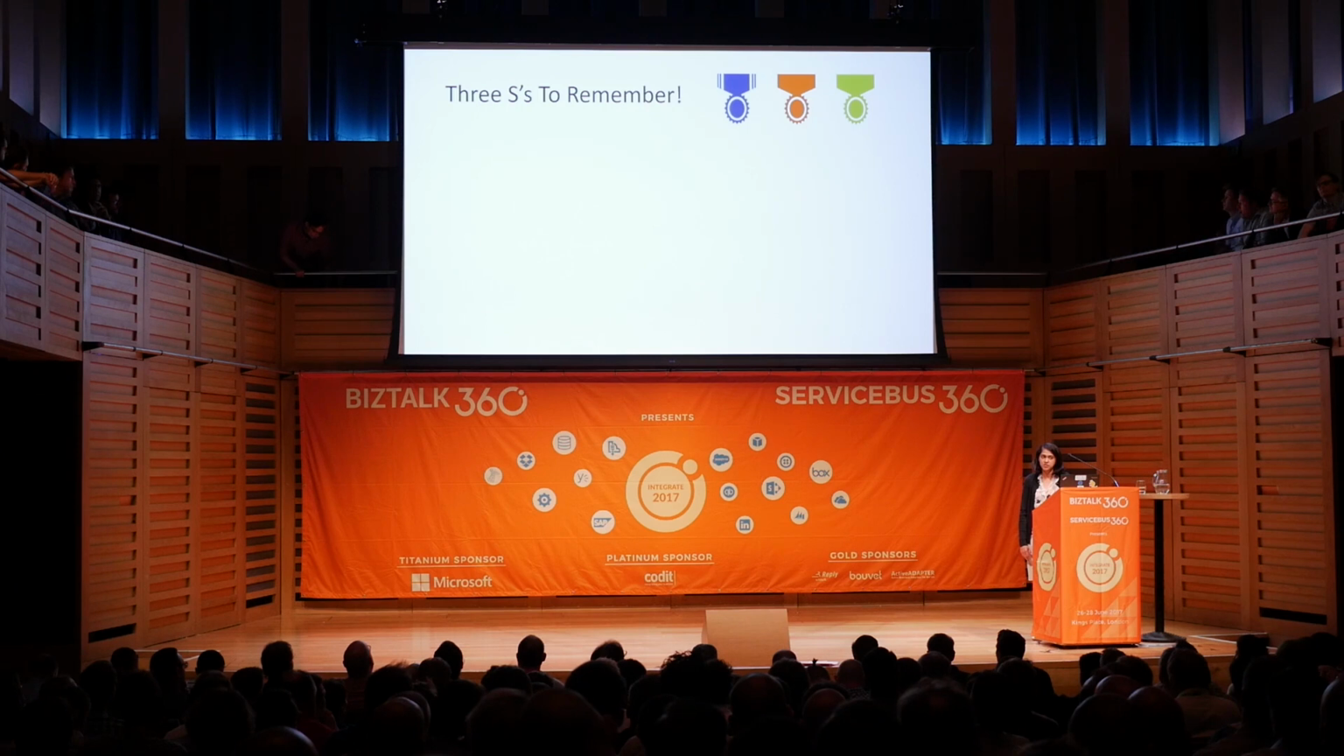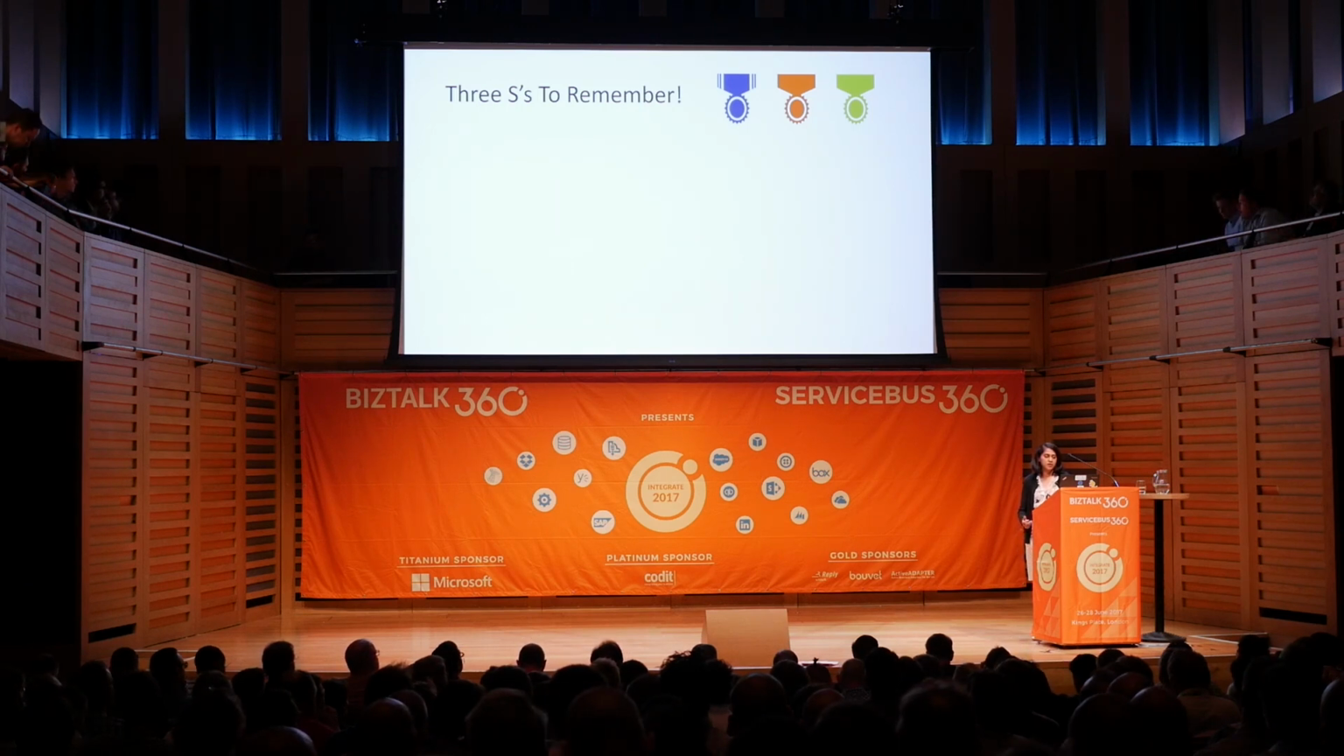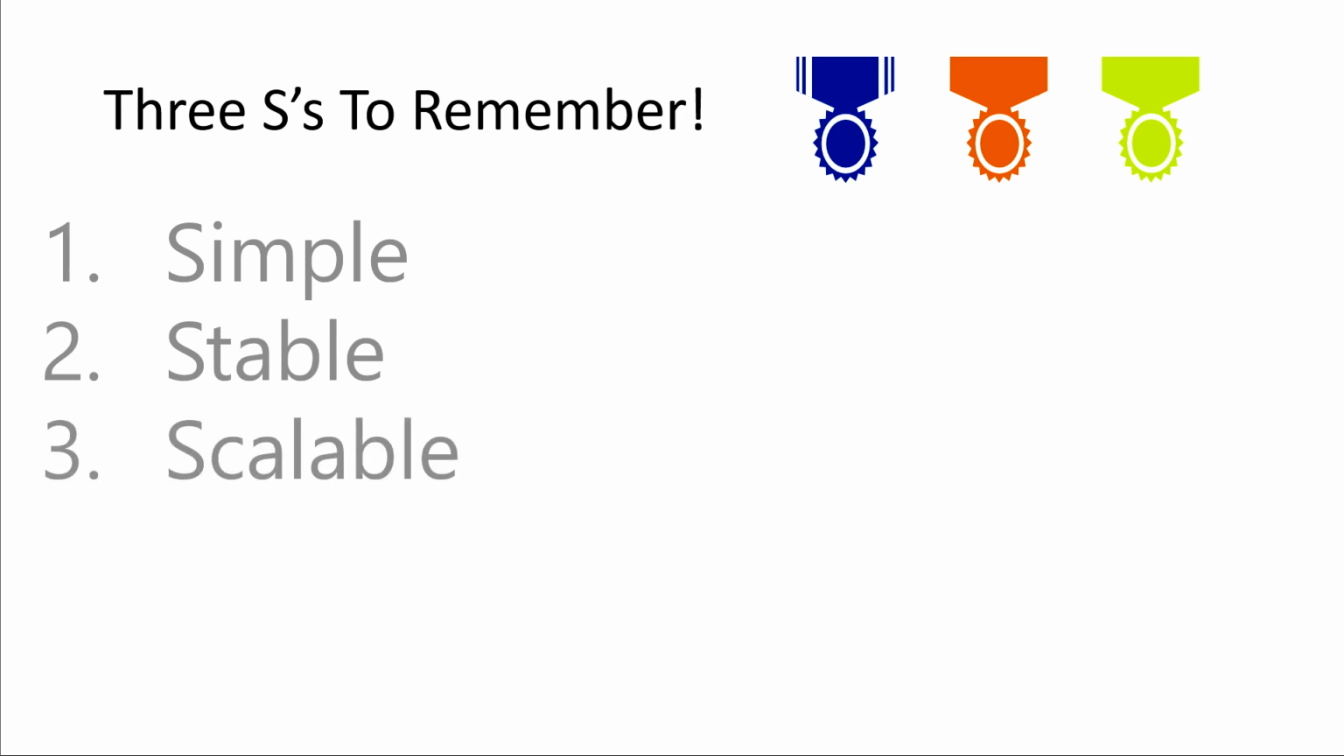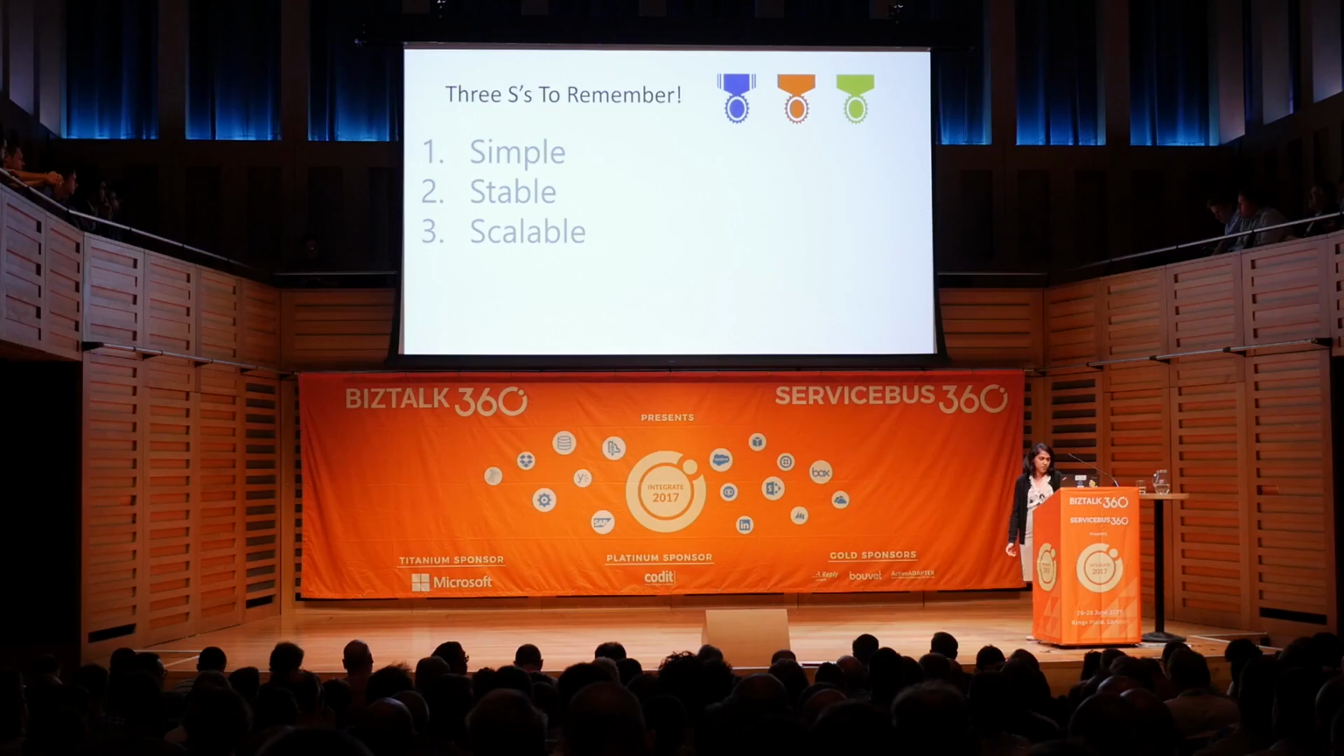As I go through the various features of Event Hubs, I want to mainly focus on three S's, because we, as a product group, want to build simple, scalable, and stable solutions. This applies pretty much across all our messaging services. So this is our main focus. This is the triangle within which we build our solutions.